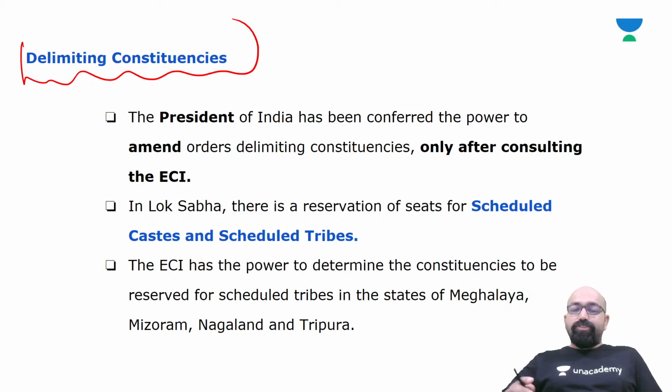Now, delimiting constituencies. The President of India has been conferred the power to amend orders delimiting constituencies only after consulting the Election Commission of India. In the Lok Sabha, there is reservation of seats for scheduled castes and scheduled tribes, and the Election Commission of India has the power to determine the constituencies to be reserved for scheduled tribes in the states of Meghalaya, Mizoram, Nagaland, and Tripura.